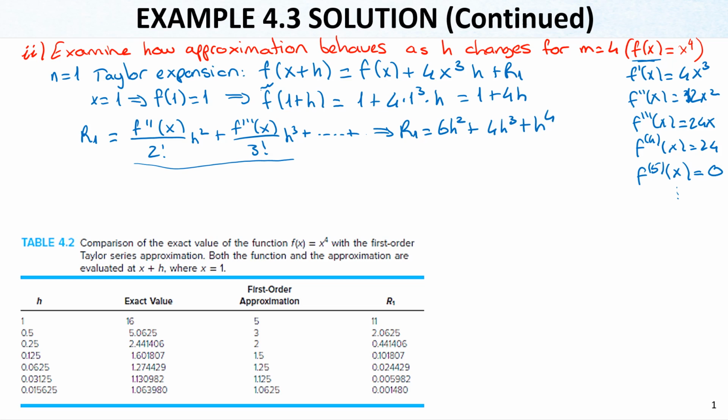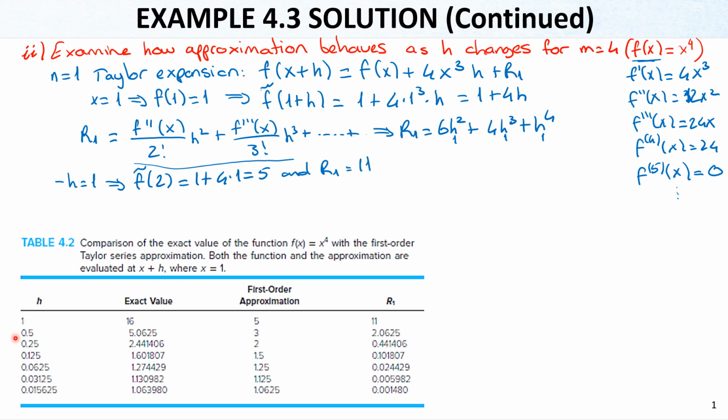And if we write everything down, in this table you can see with different h values, step size values, we calculated the results. Let's start, for example, with h equals 1. Then f(1 plus 1), f(2), is predicted as 1 plus 4 times 1, which is 5. And for R1, here we put 1, and R1 becomes 11.